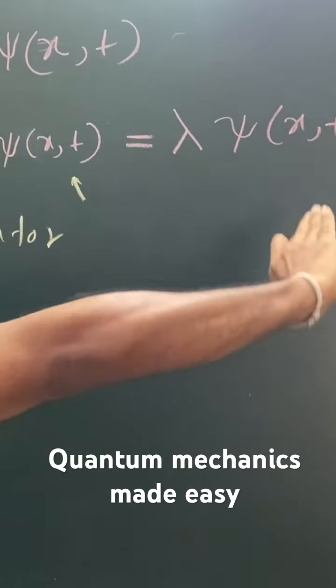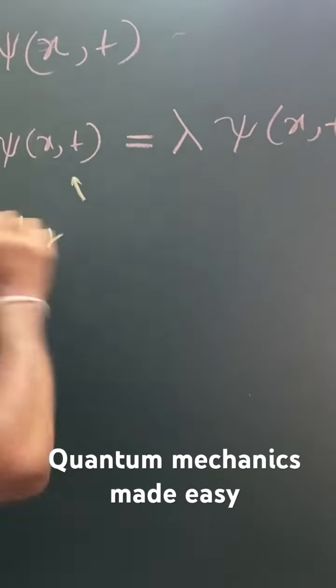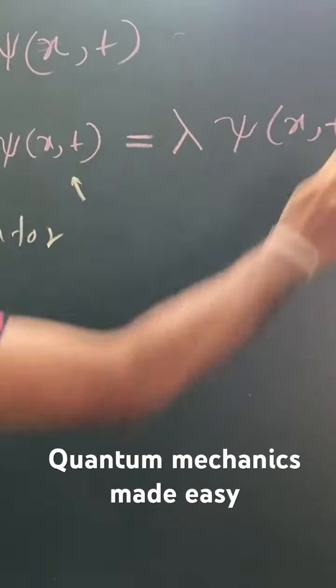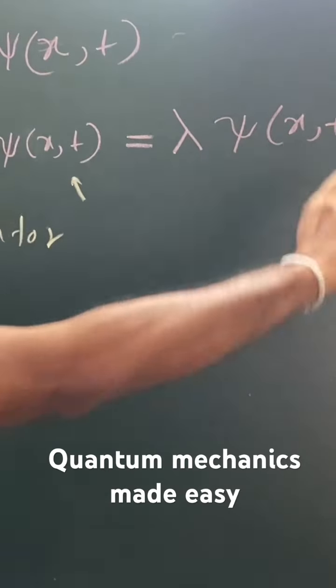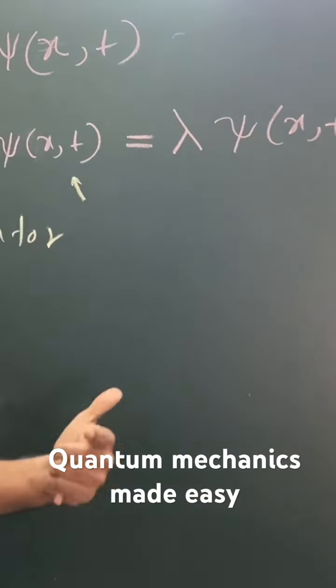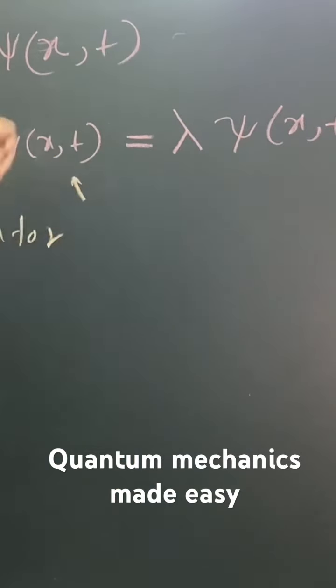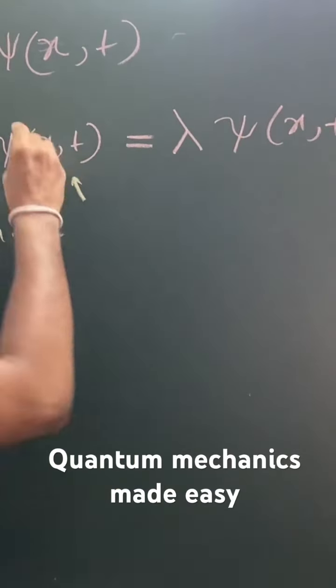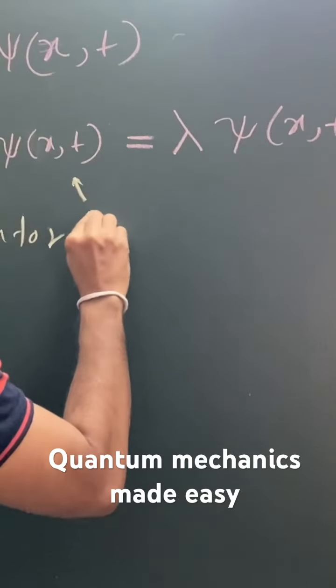But not every function satisfies this format. Some functions can't ever be written like this, so those are not eigenfunctions. But if you find an eigenfunction, you can just write it like this. So this is an eigenfunction.